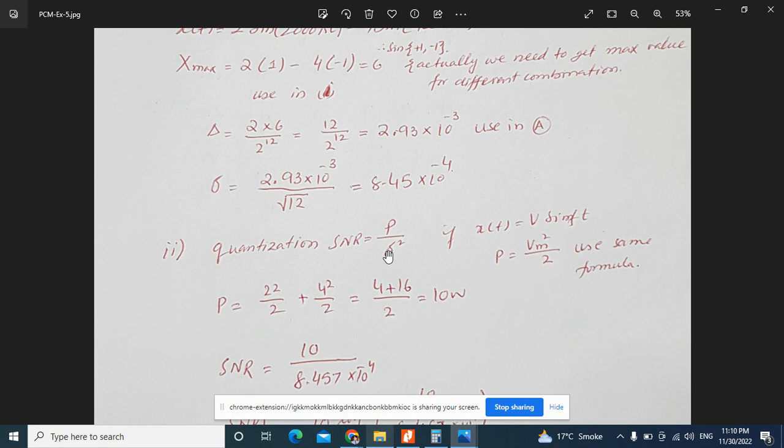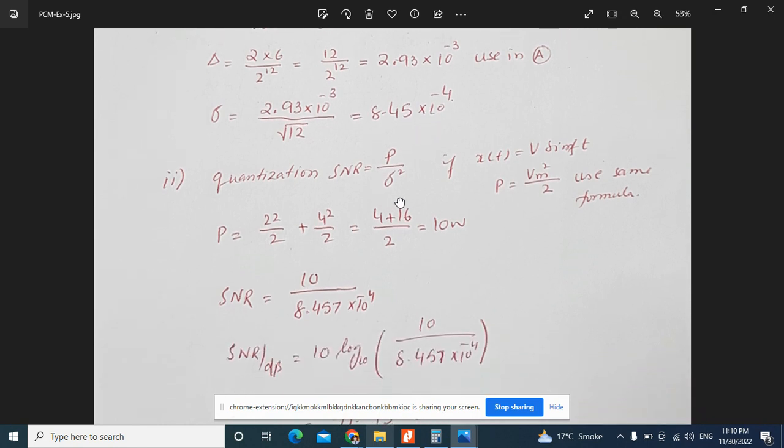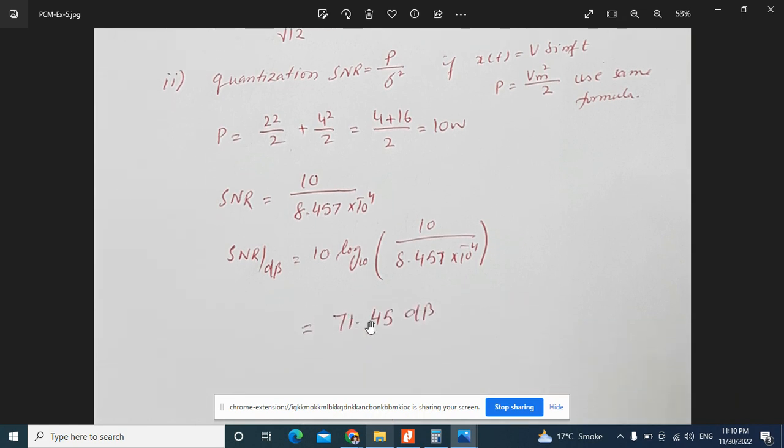Here the noise power that we have calculated, the standard deviation is 8.455 times 10 to the power minus 4. Take the square of that. That is the noise power. Here I forgot to write square. You need to write square here, and then if you want to write in dB, you can write this value in dB, like 10 log of 10 divided by 8.457 times 10 to the power minus 4 whole square. And then you will end up with 71.45 dB.